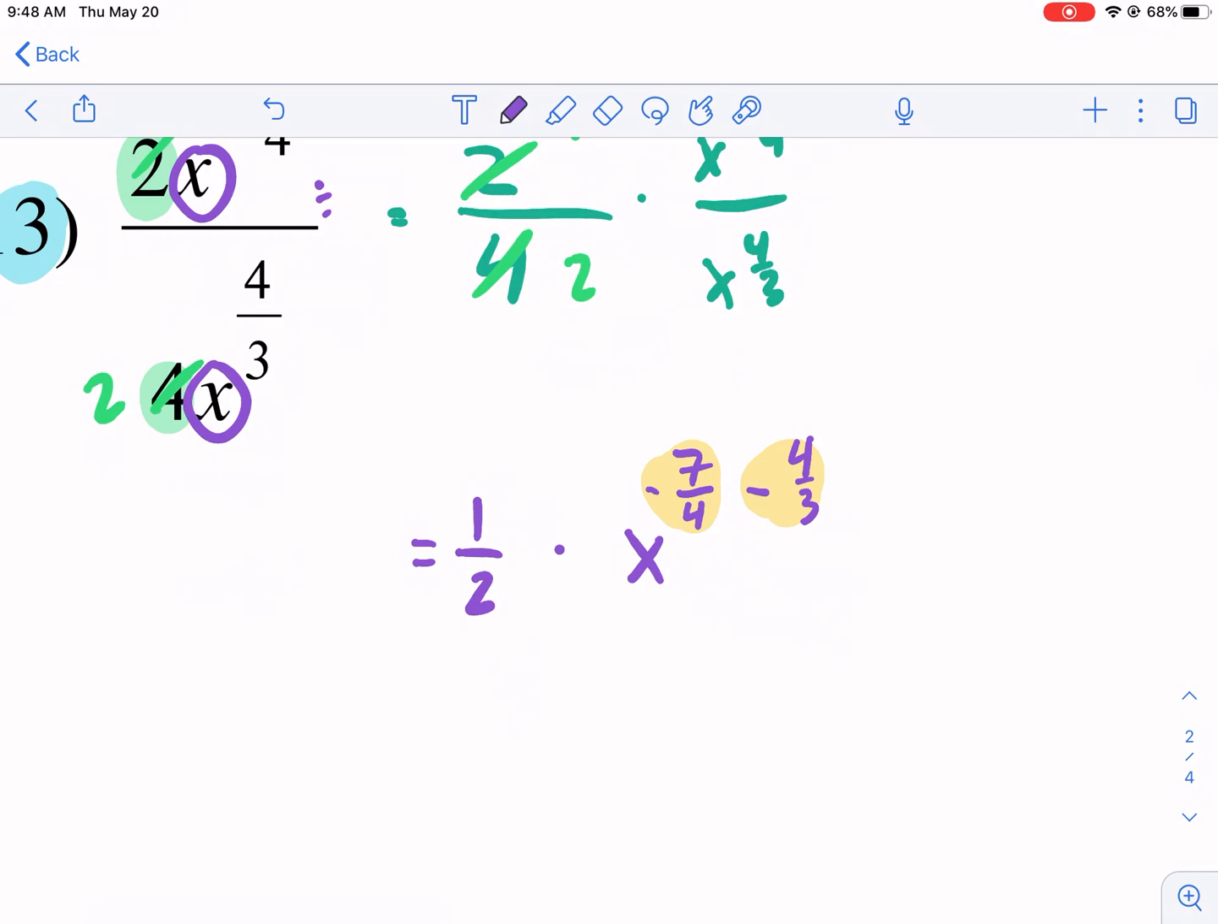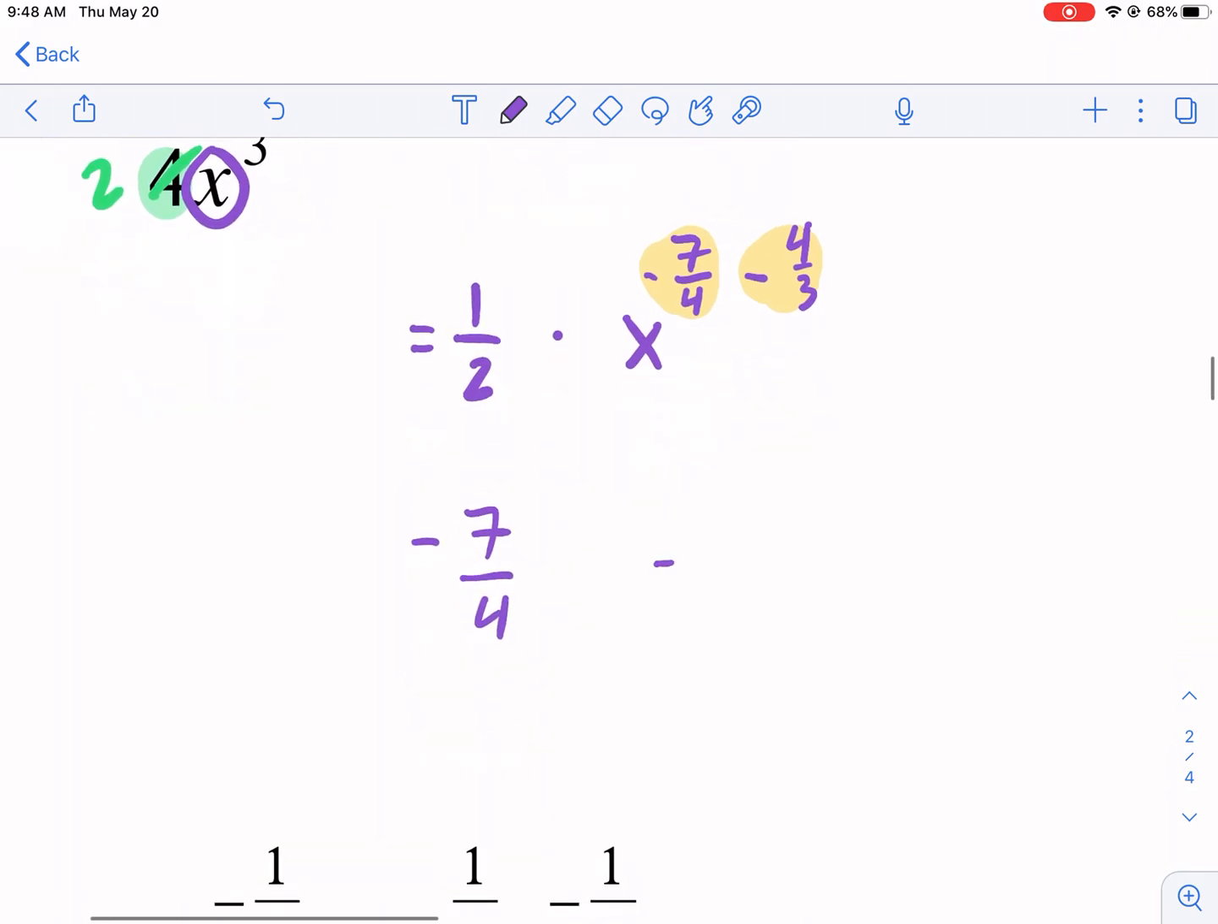This gets to our fraction rules. How do we subtract fractions? Well, we need to have a common denominator. So I have minus 7 over 4 minus 4 over, oops, not 4, 3. The common denominator is going to be 12. The least common denominator between 4 and 3 is 12. They both are factors of 12. That's the smallest number they both go into.